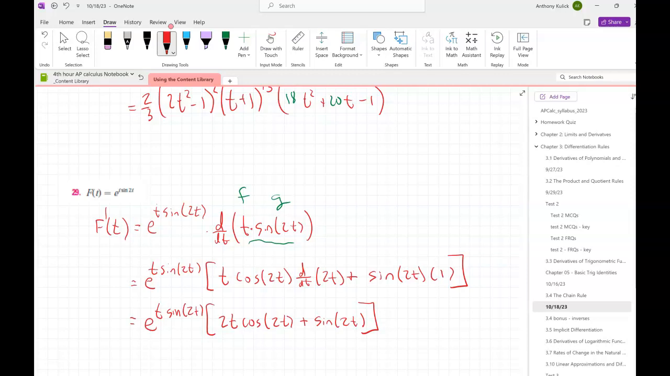Do you feel good about why you had to do the product rule there first? Mm-hmm. Okay. Nolan, you do number 17. Sure.